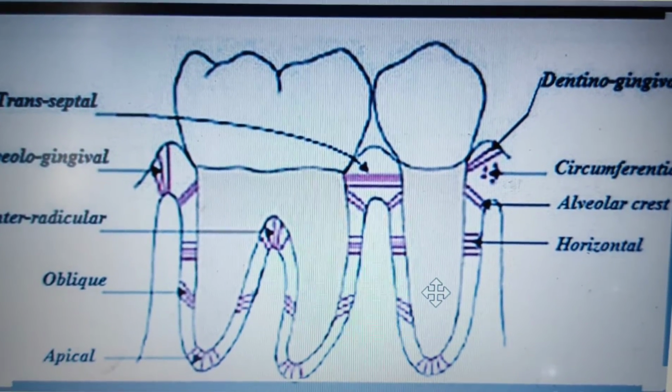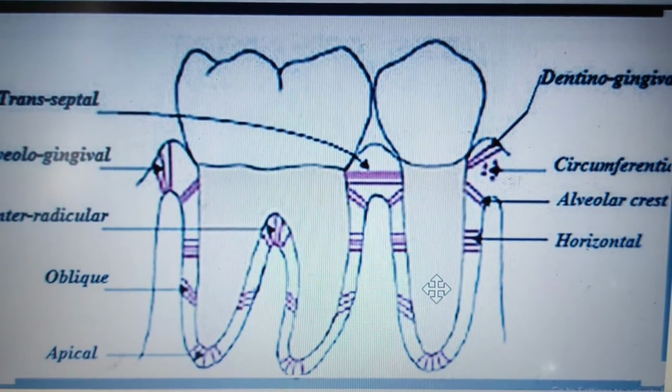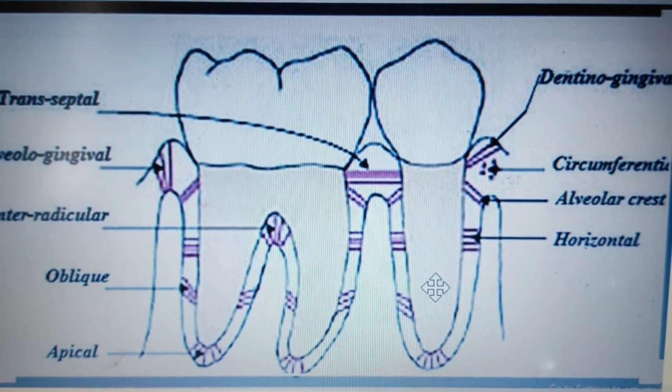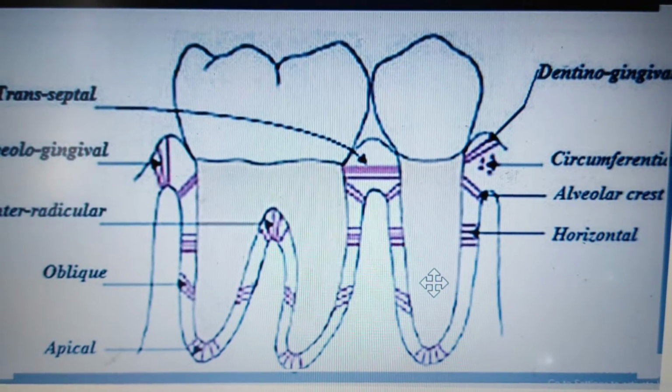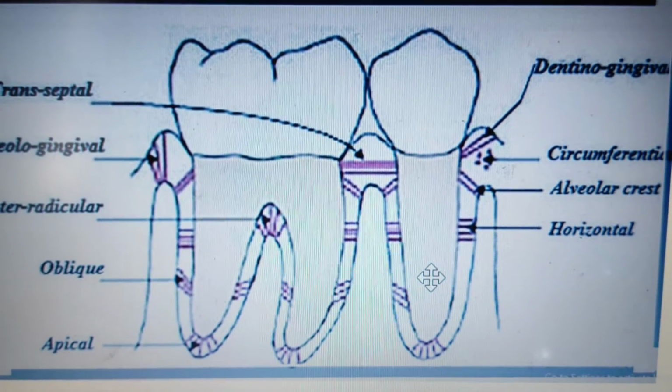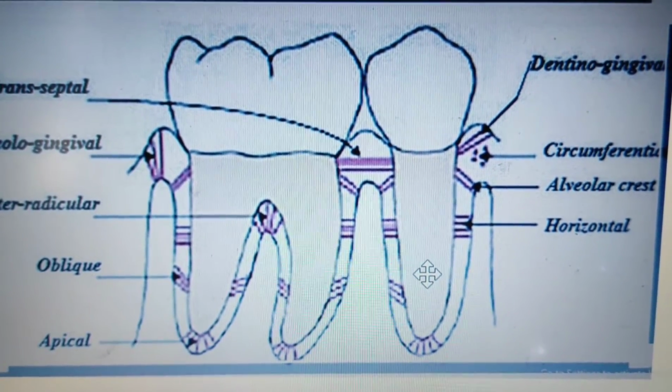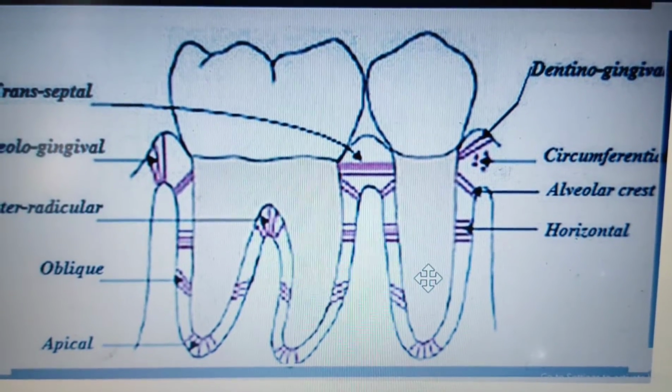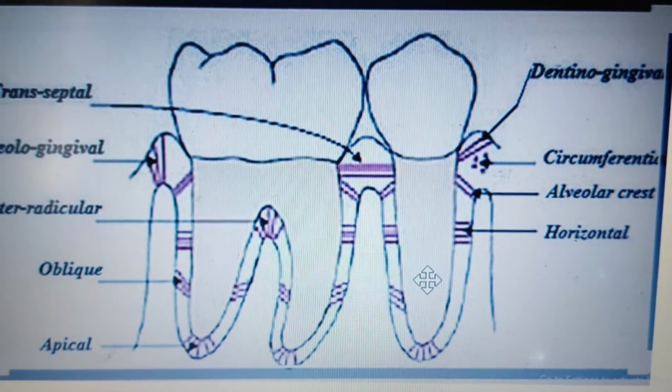Coming to the alveolar crest fibers, they extend obliquely from the cementum just beneath the junctional epithelium to the alveolar crest. The function of alveolar crest fibers is that they prevent the extrusion of the tooth and resist lateral movement.